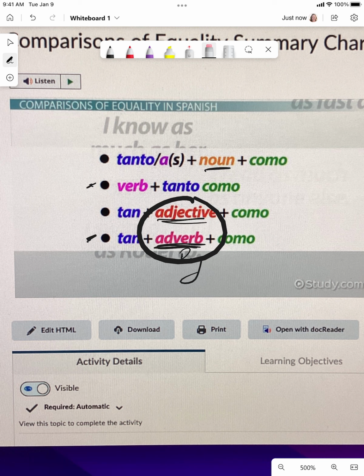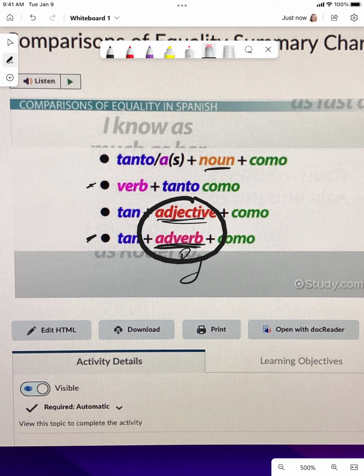Okay, let's do the second part to this, comparisons of equalities. So, things that are the same. The last two sections are when we're comparing an adjective. Remember, an adjective describes a noun, like pretty, tall, short, fat, skinny, ugly, smart, dumb, right? Adjectives describe nouns, and nouns are people, places, and things. So we're describing people, places, and things with adjectives.